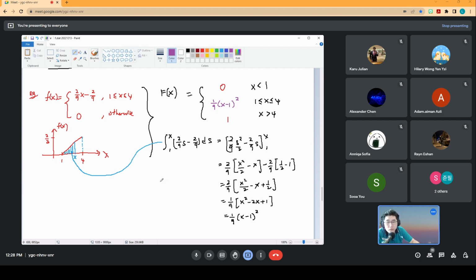What is the usefulness of this? What exactly is the usefulness of this? We can use CDF, capital letter F, to find Q1, Q2, Q3 easily.